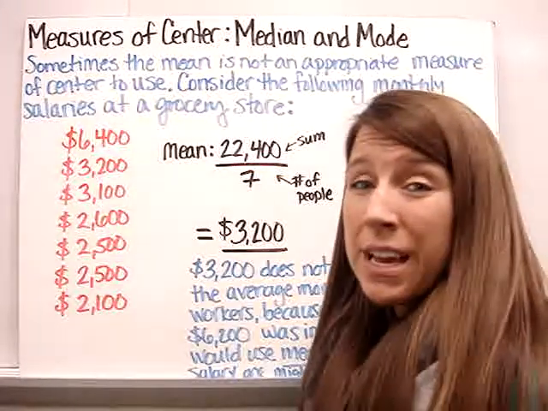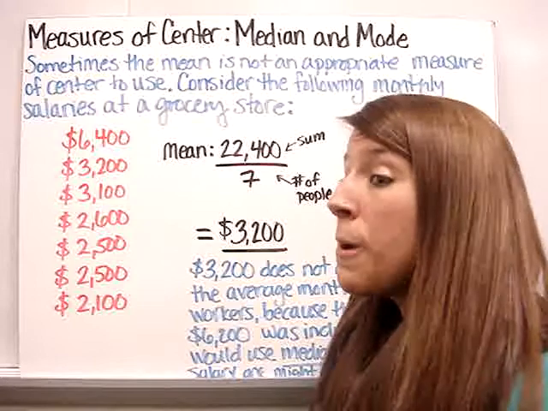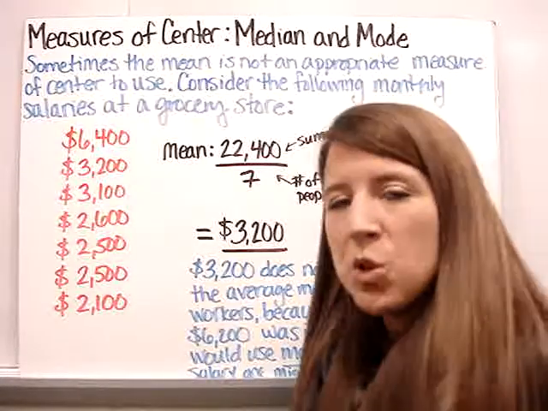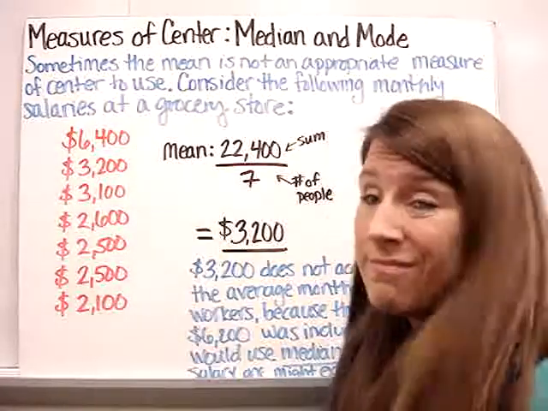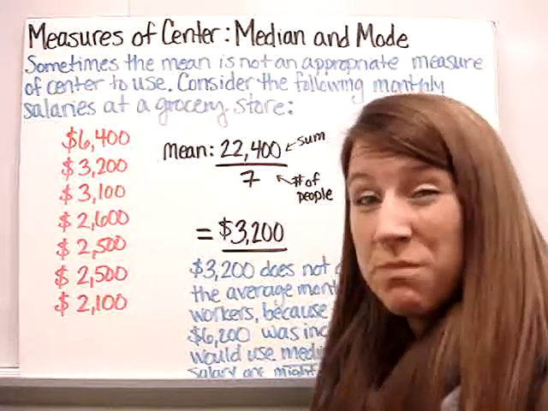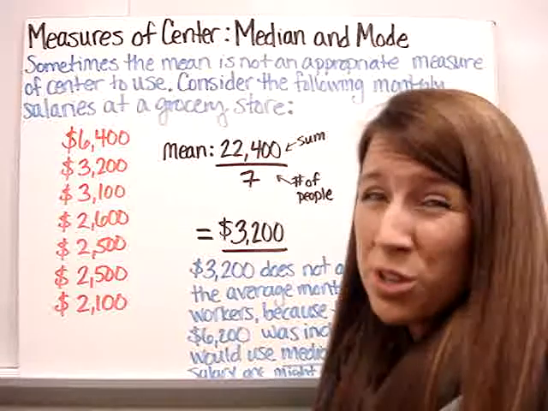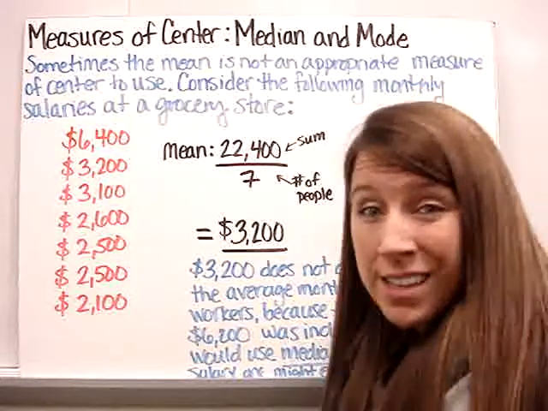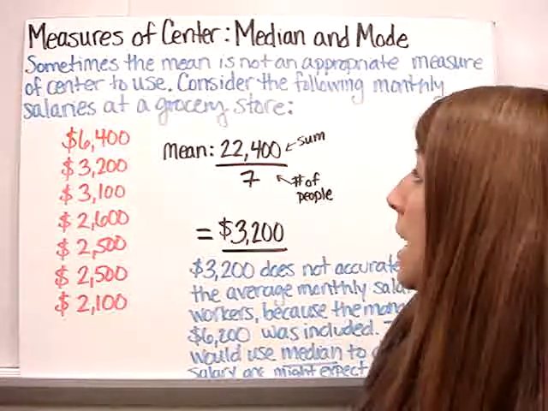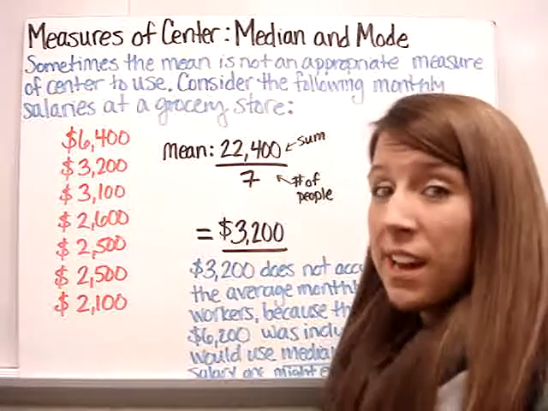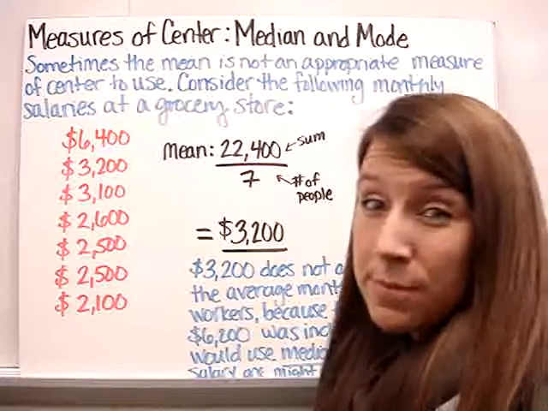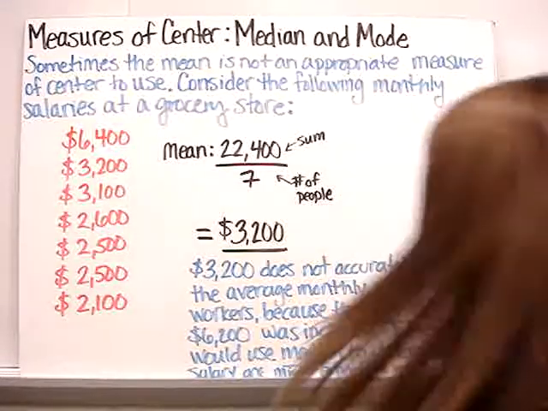And the reason is because these salaries include everyone's salary, including the manager. Now, the manager is going to make, obviously, more than someone who's not the manager. Someone who works at the register or stocking shelves may earn less than the manager. So it's not necessarily appropriate to describe the center of this set of data using the mean. So we may use the median.